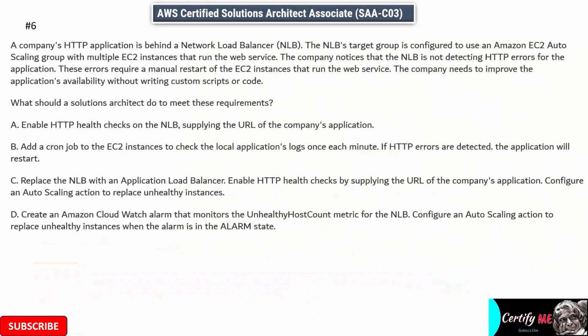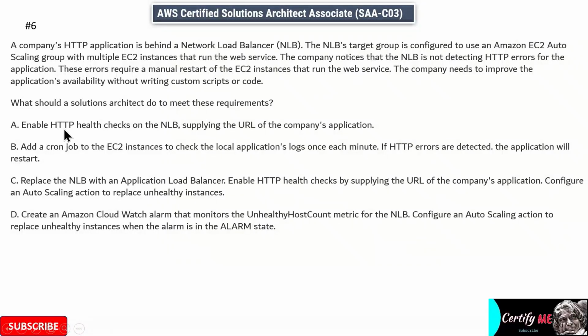Next question. A company's HTTP application is behind a Network Load Balancer. The NLB's target group is configured to use an Amazon EC2 Auto Scaling group with multiple EC2 instances that run the web service. The company notices that the NLB is not detecting HTTP errors. For the application, these errors require a manual restart of the EC2 instances that run the web service. The company needs to improve the application's availability without writing custom scripts or code. What should a solutions architect do to meet these requirements?